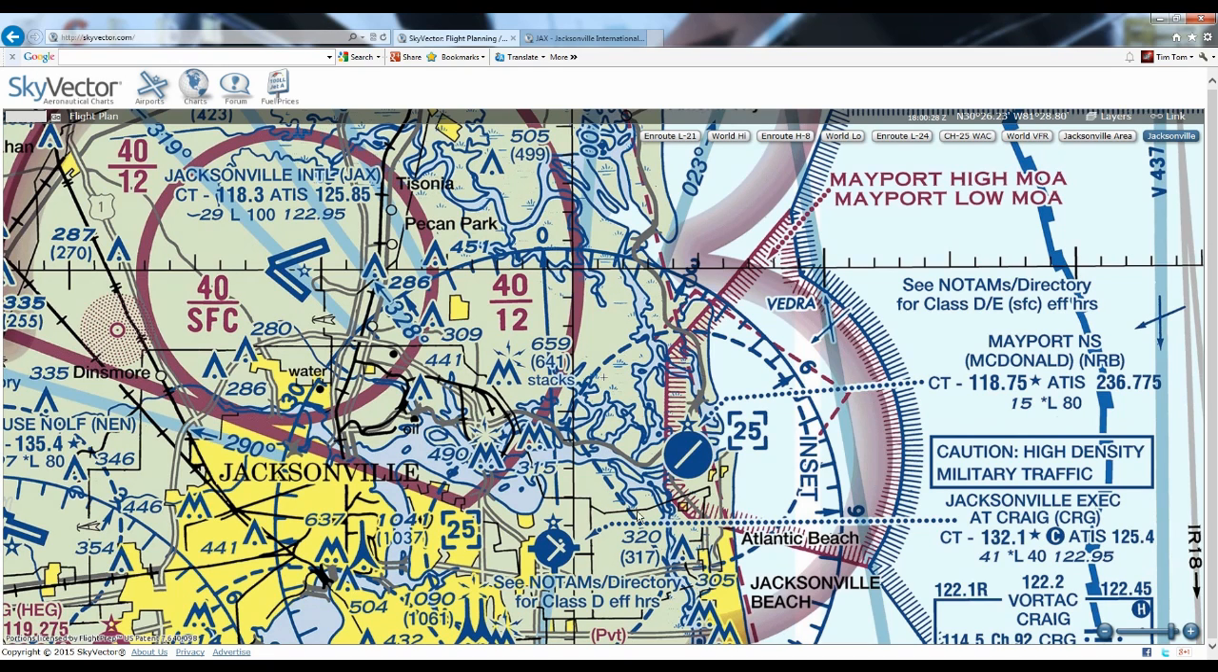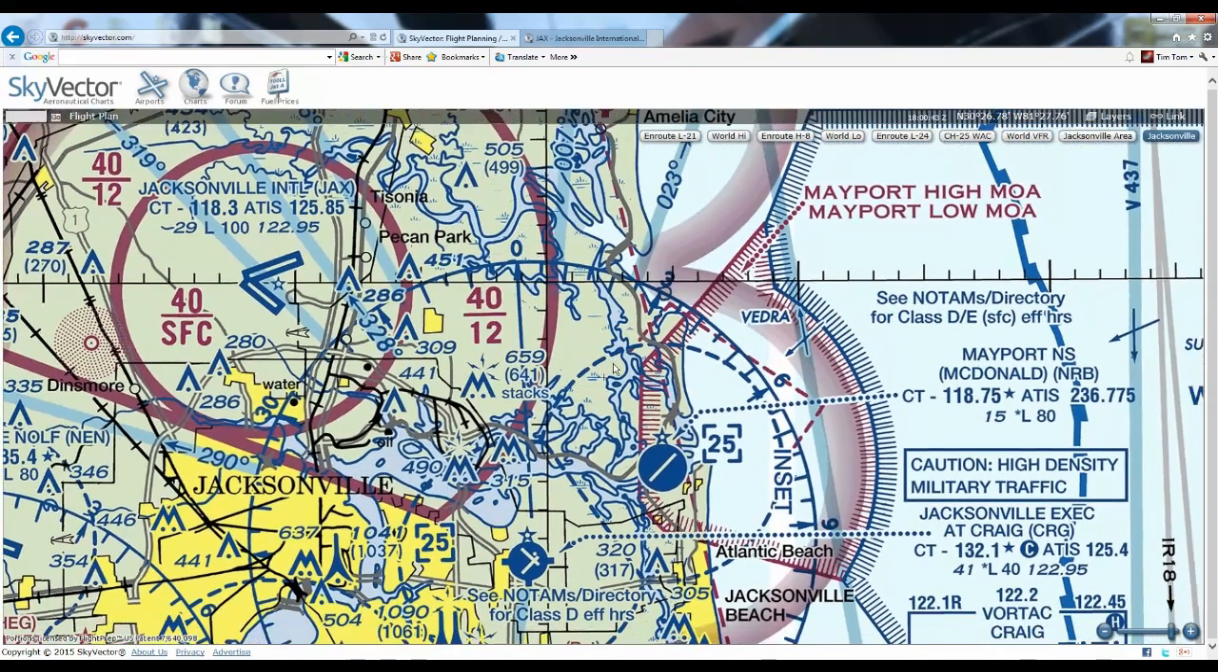Now, Mayport is Class Delta. We can tell because it has Class Delta airspace. We'll go on the airspace in a little bit. But we can see it has Class Delta airspace around it. Fun fact is Mayport is not a full operation tower. The tower is only open at certain times, and usually it's NOTAMed open.